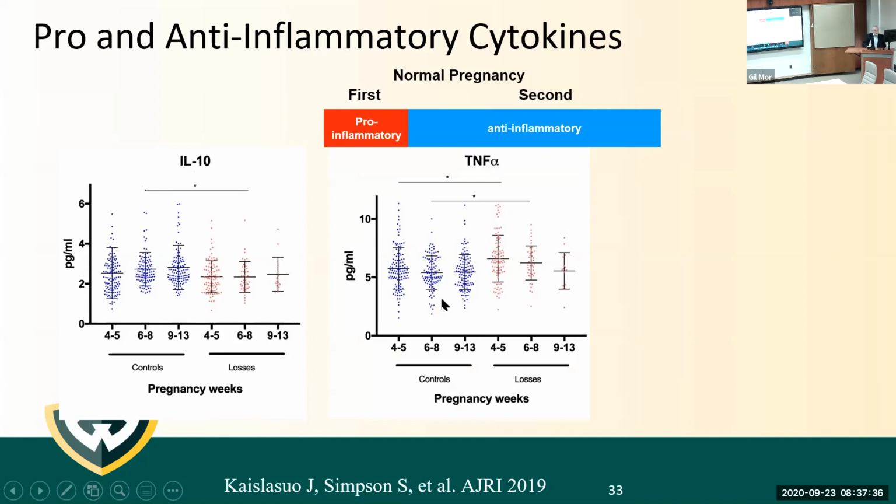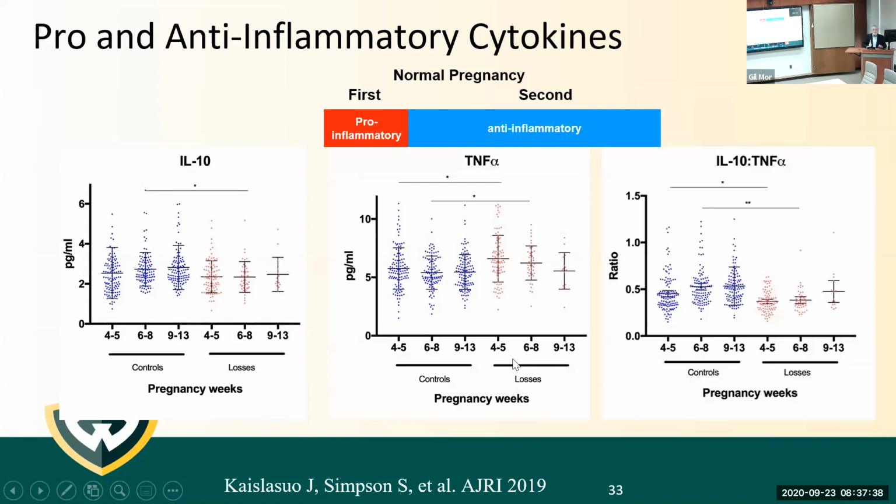What gives us the big picture is when we look at the ratio. If we look at the ratio of IL-10 and TNF-alpha, we see that the ratio is low at the beginning, which means there is an inflammatory process at the beginning. Around 6 to 8 weeks, that inflammatory process starts decreasing. When we reach 9 to 13 weeks, that inflammation is gone.